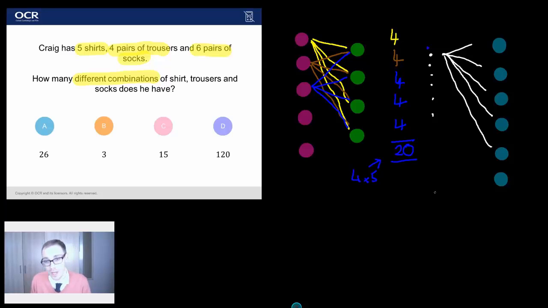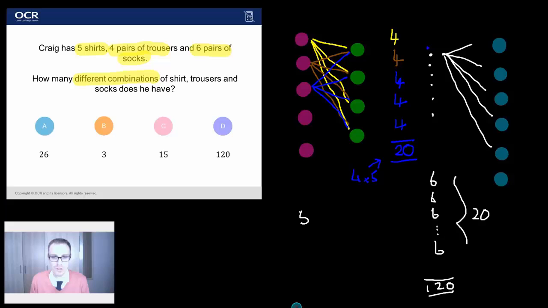So I would end up with 6, and then I'd have another 6, and another 6, dot, dot, dot, and another 6. How many 6s would I have in total? Well, there'd be 20 sets of them, right? 20 lots of 6. So how many combinations am I going to have? 120 completely different combinations. And that comes from saying I had 5 different shirts, 4 trousers, put them together, give me 20. Then each of those 20 has 6 different pairs of socks that could go with it. And that's going to give me 120 different possible combinations.